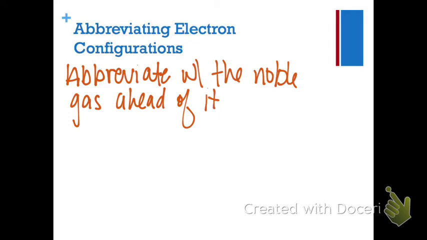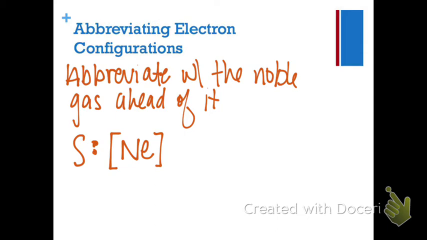Okay, so let's do sulfur. The full electron configuration for sulfur would be 1s2, 2s2, 2p6, 3s2, 3p4. But the way we abbreviate electron configurations is with the noble gas that comes ahead of sulfur. So what's the noble gas found in front of sulfur? Neon, right? So when I abbreviate, I say sulfur's electron configuration is the same as neon plus whatever comes after that. You've got to fill in what goes from neon to sulfur.